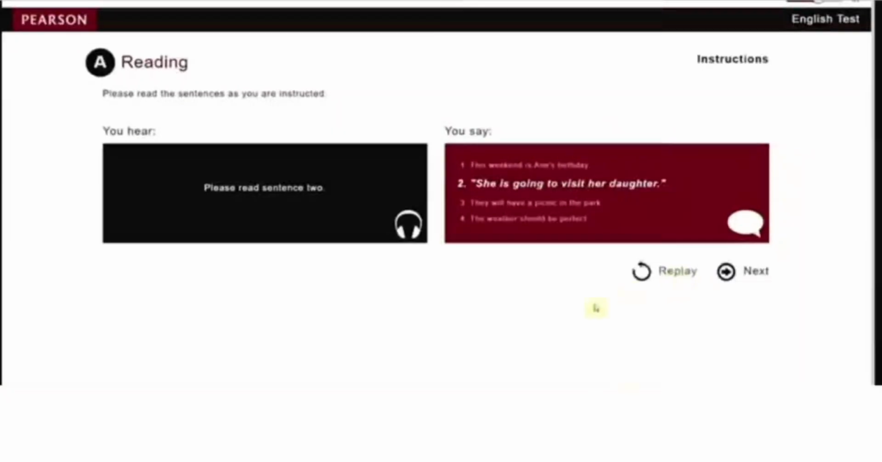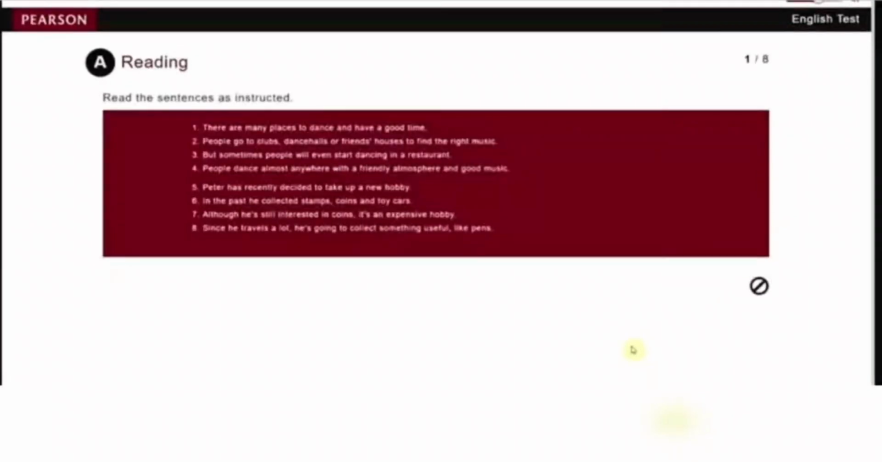Part A. Reading. Please read the sentences as you are instructed. Please read sentence 1.